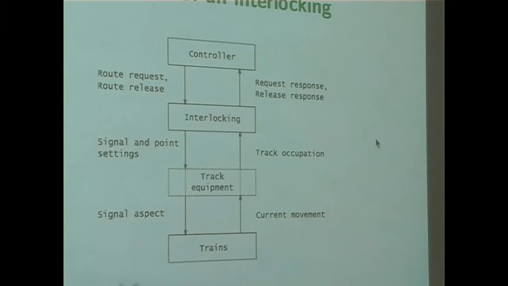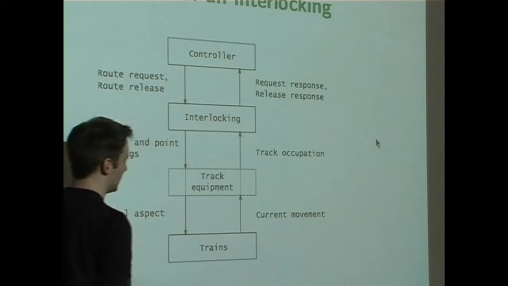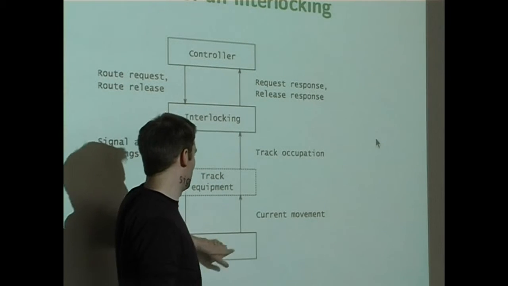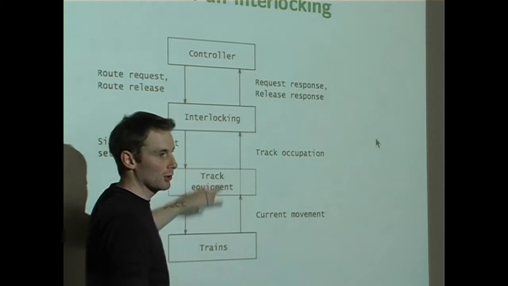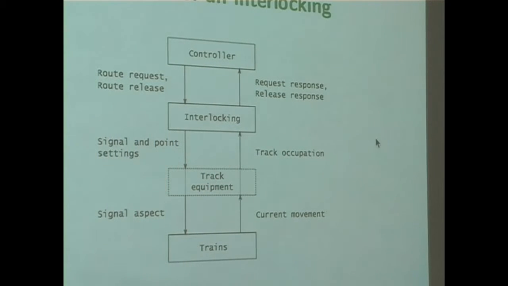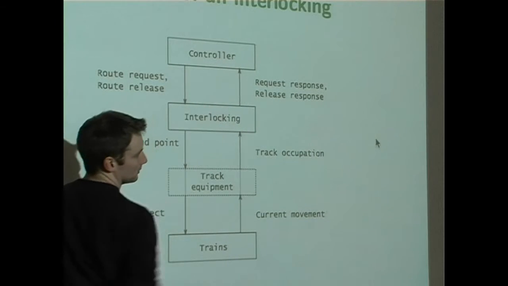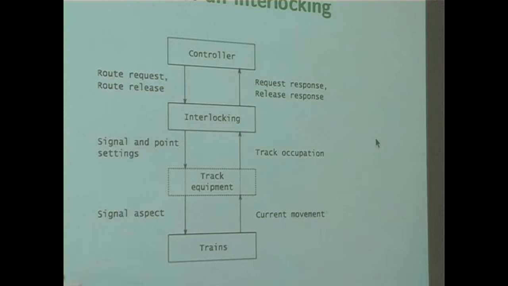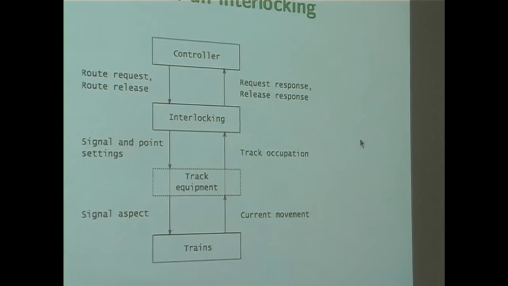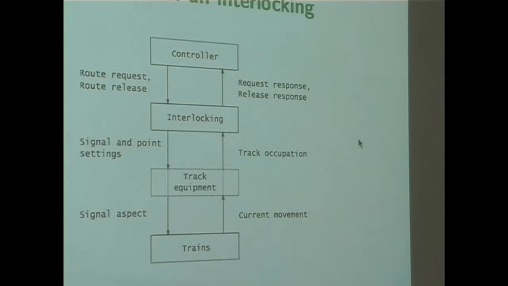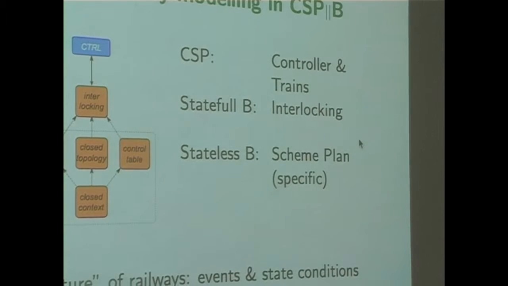And you also get a feedback the opposite way. So the interlocking will read information from the current track equipment to decide whether it's safe to let a train through or not, and also respond to the controller, yes, I've set the route, or no, I haven't set the route for the train that you wanted. So once you've got this sort of abstract picture, you can move on to the next stage of development, which Markus is going to explain.